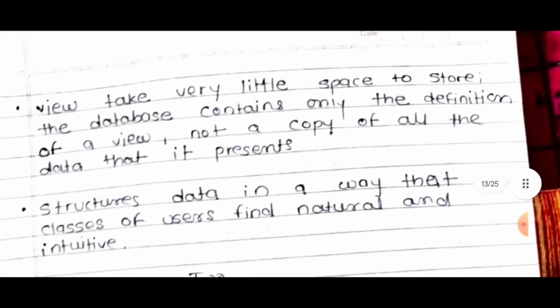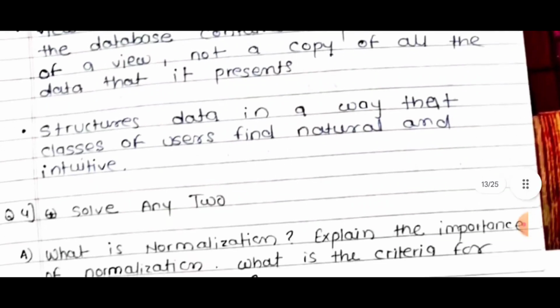Views take very little space to store. The database contains only the definition of a view, not a copy of all the data that it presents. It structures data in a way that classes of users find useful.